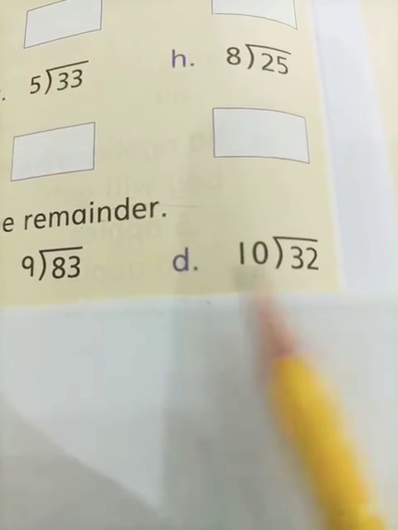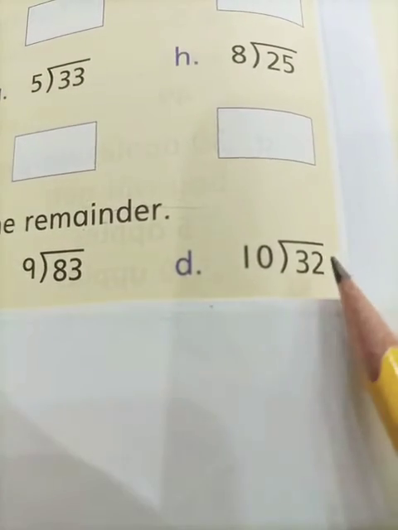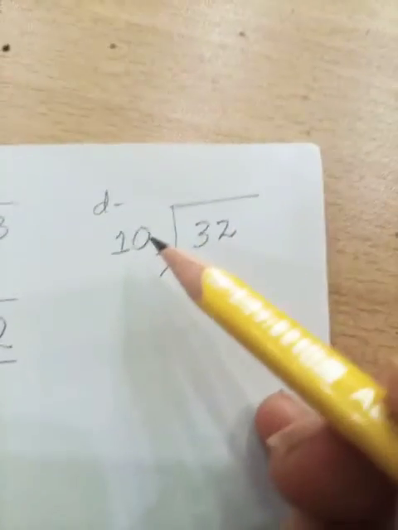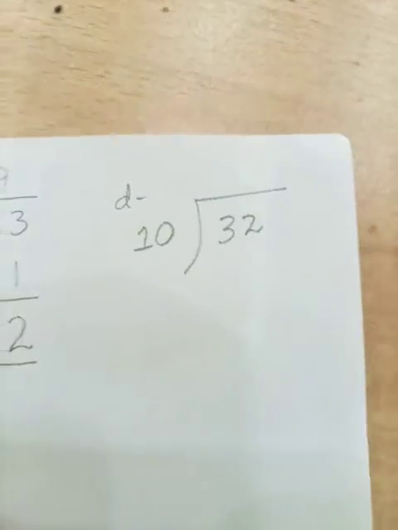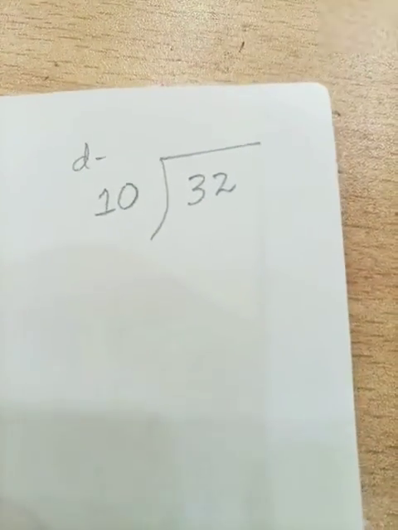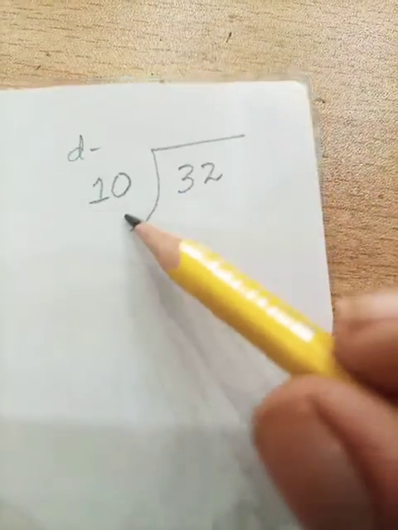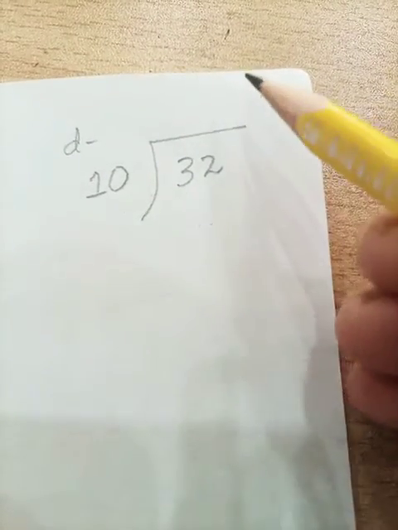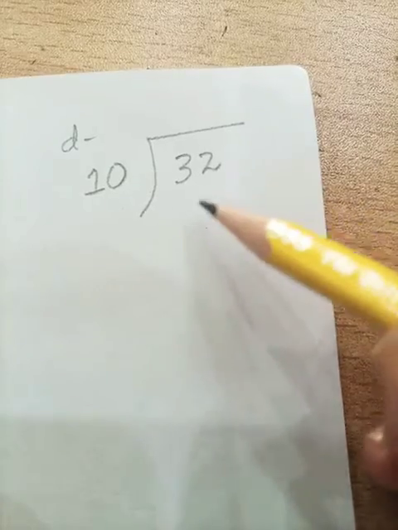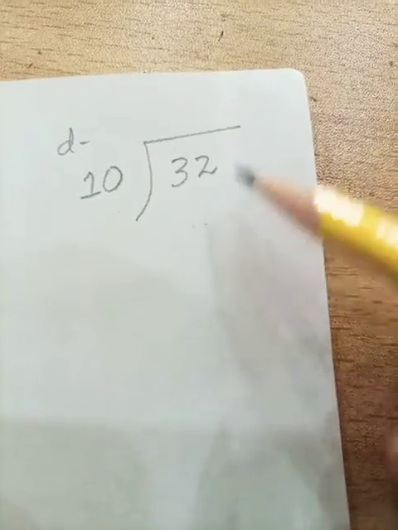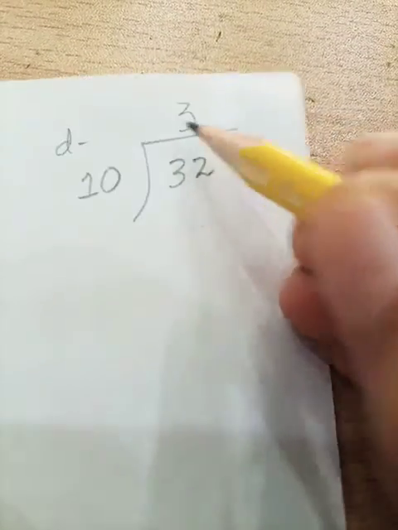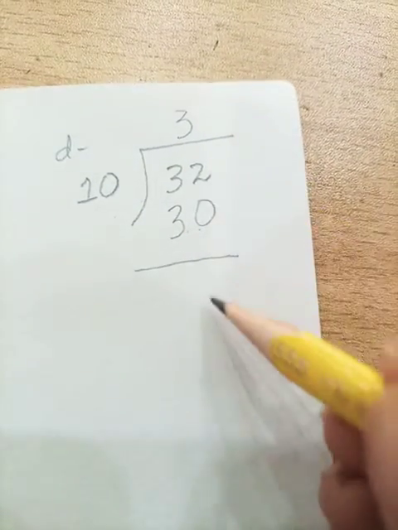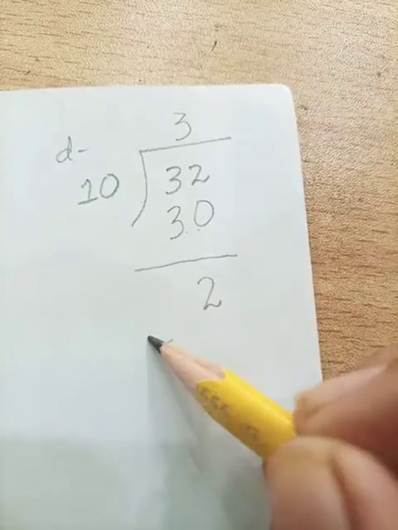Next is part D, in which we are going to divide 32 by 10. So students, read the table of 10 where we get the number 32 or a number smaller than 32. 10 ones are 10, 10 twos are 20 and 10 threes are 30. If I go for 4, then it will become 40 and I can't write 40 here. So 10 threes are 30. And when I subtract these numbers, I get the remainder 2.